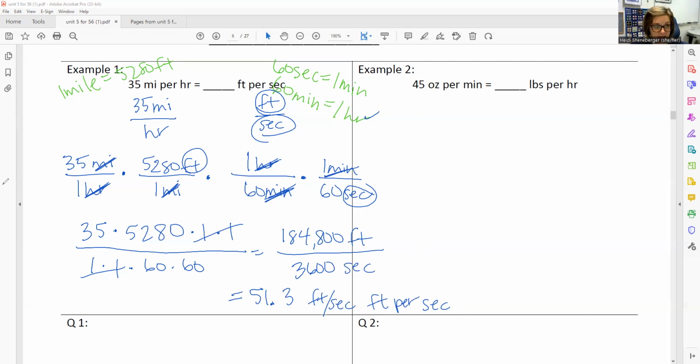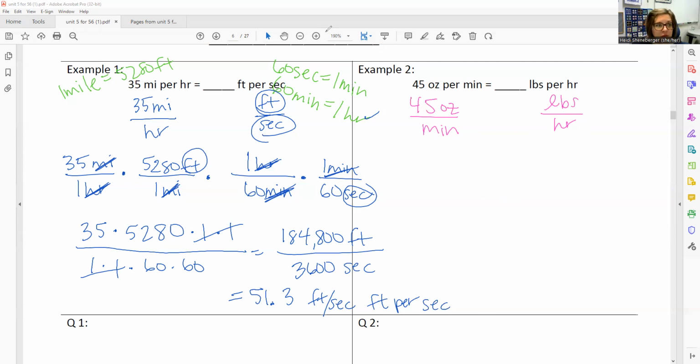On this one, I have 48 ounces. Just kidding, 45 ounces per minute. I said the wrong number. I said 48, but it's really 45 per minute. And I'm headed to a place where I have pounds per hour. Okay. So ounces and pounds are a weight. And then I have minutes and hours. So I have time. So those are my 2 units.